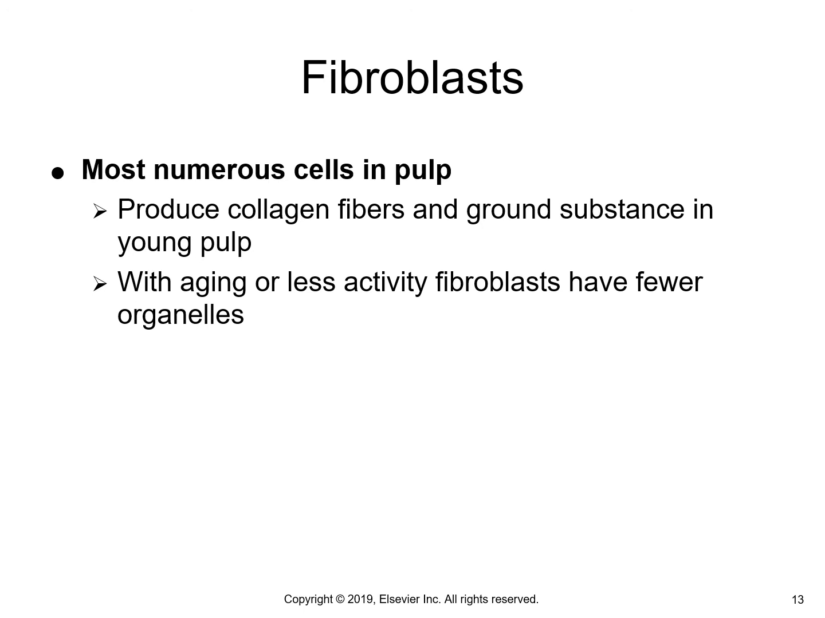Fibroblasts are the most numerous cells in the pulp because they produce collagen fibers as well as the ground substance that we see in young pulp. As we age, those fibroblasts are less active and they have fewer organelles, which pretty much happens with most of the cells in our body as we age.